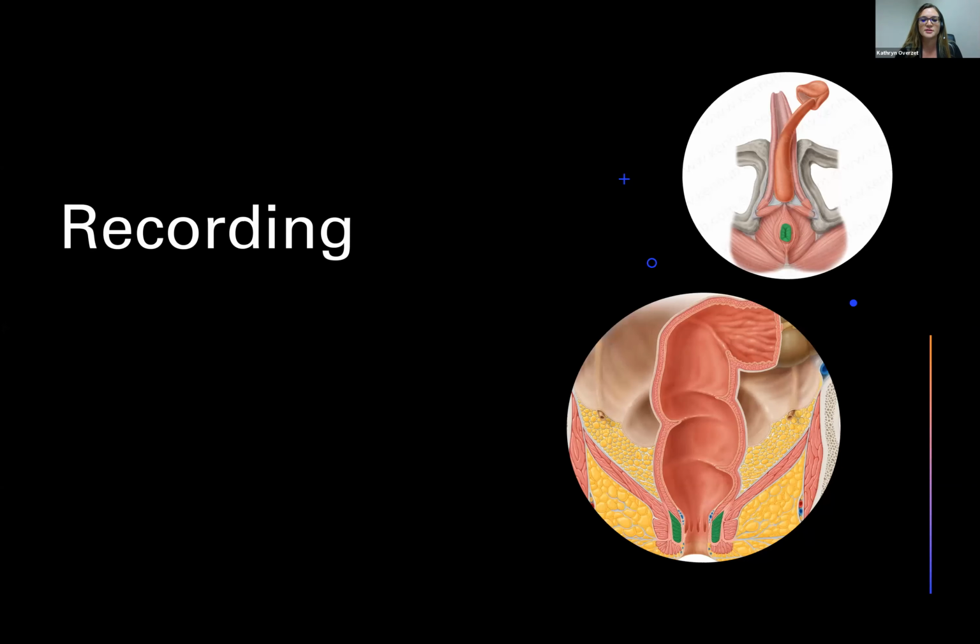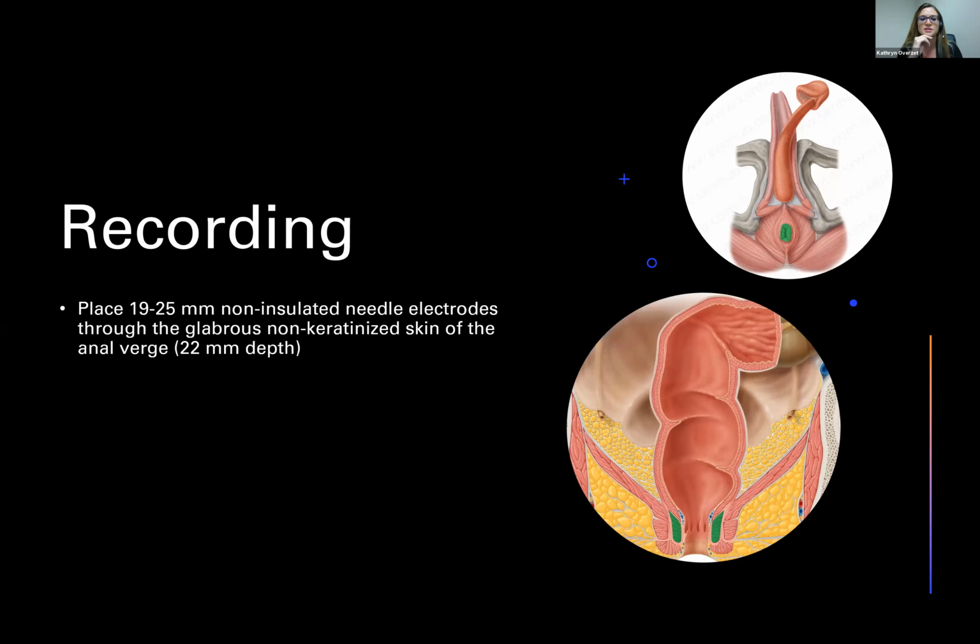For your recordings, you'll use 19 to 25 millimeter non-insulated needle electrodes, as we discussed, placed through the glabrous, non-keratinized skin of the anal verge. Dr. Skinner recommends a 22 millimeter depth for your electrodes. You can see from these pictures just how centralized and how deep the muscle is, so it's important to use a needle that's long enough. If you're using a 13 millimeter, there's a chance that you're missing some of the recording because the needle doesn't get deep enough.